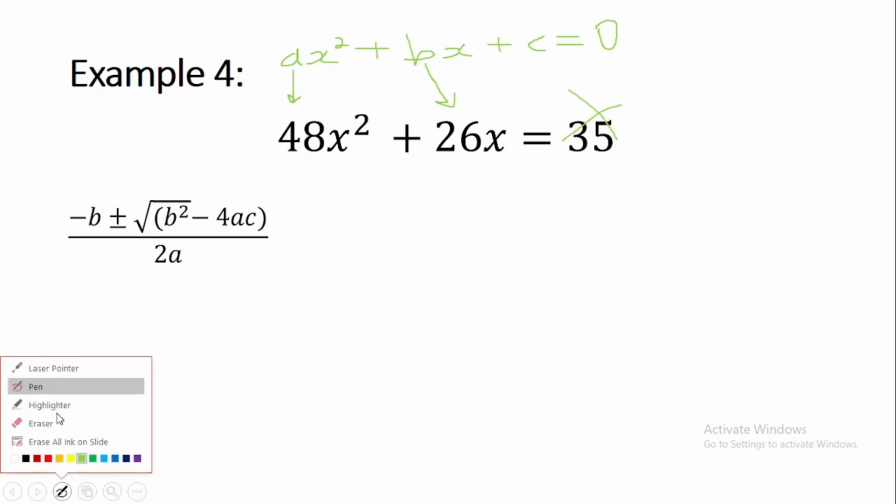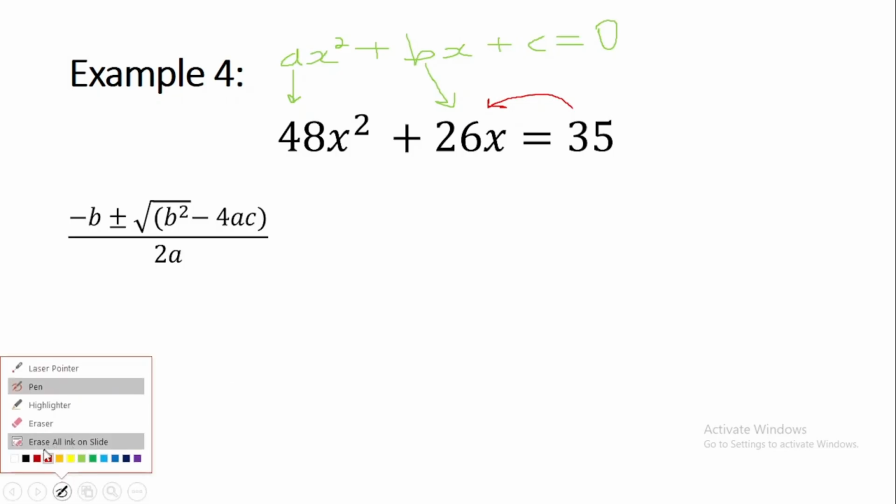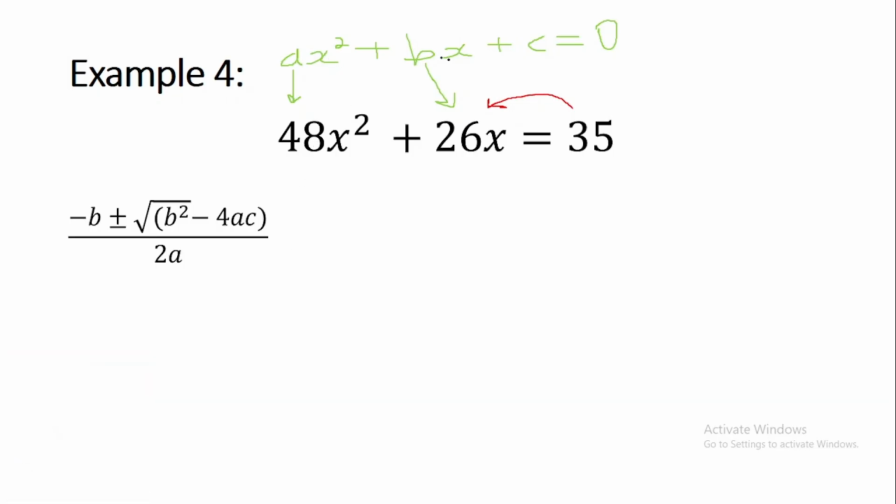In order to remove that 35, I am going to have to move the 35 from one side of the equal sign to the other side. If I move it over to this side, please remember that the sign changes to the opposite. So I'm going to end up with a new equation in the format that you see above.